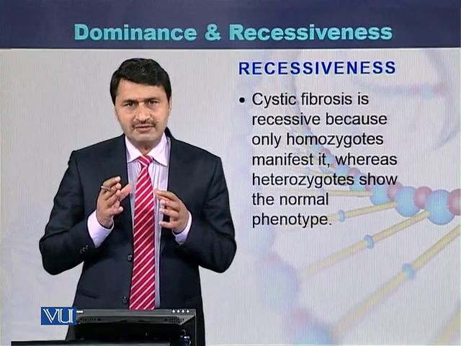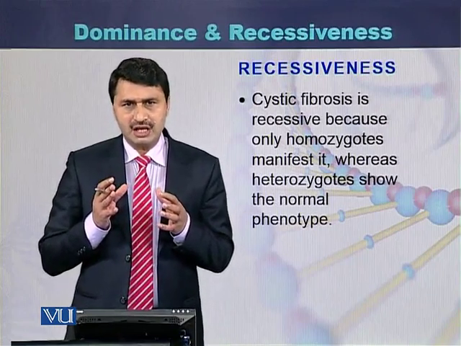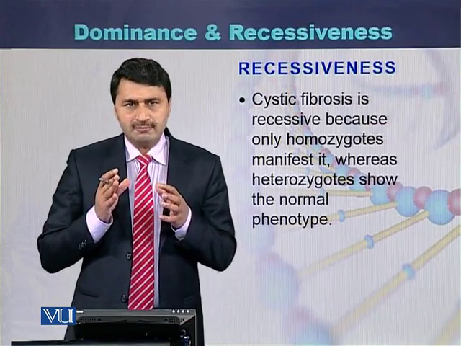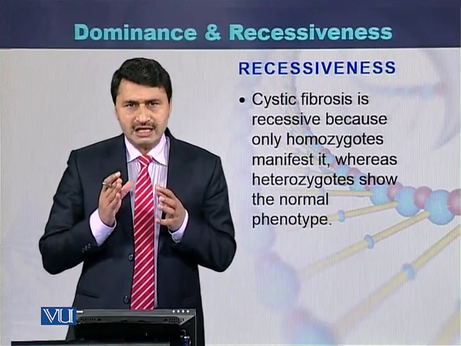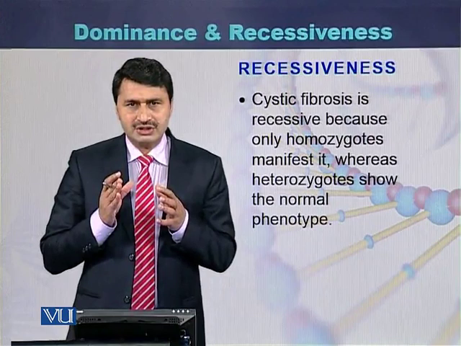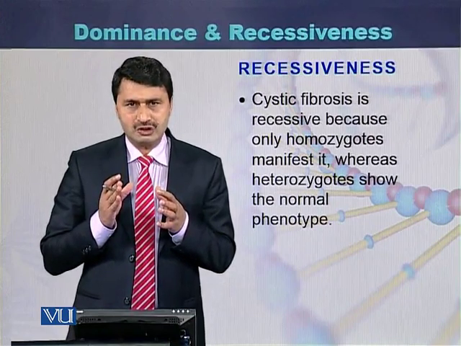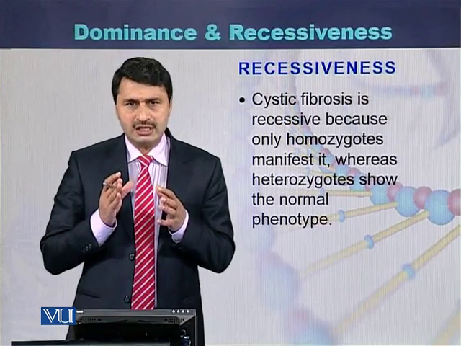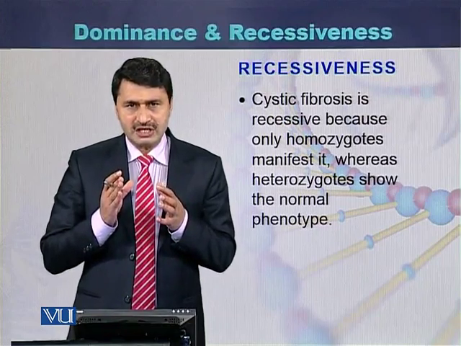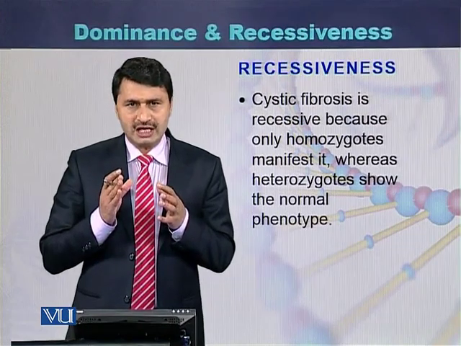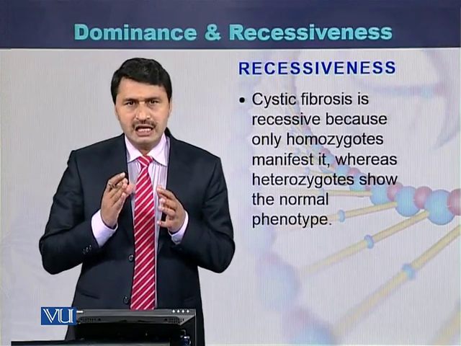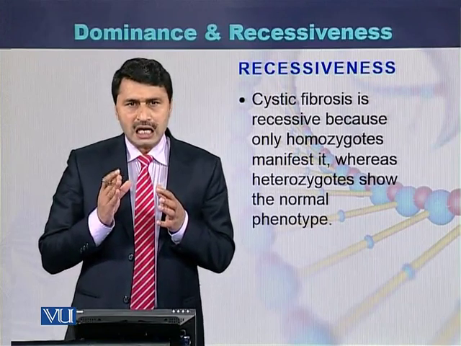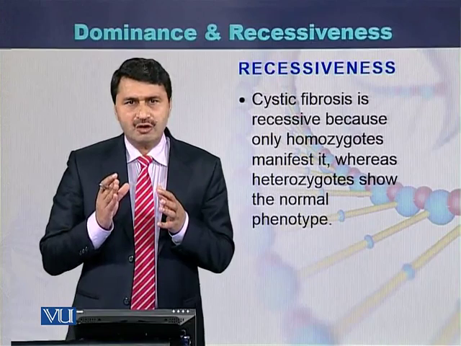So recessiveness is, if we take the example of cystic fibrosis, it appears when both alleles are mutated. So if there is homozygosity, if the alleles are homozygous, then cystic fibrosis would appear in the affected individuals. Recessiveness is actually when both alleles are affected and homozygous, then the disease would appear. And if the individuals are heterozygous, meaning they have one normal allele and one mutated allele, then the disease would not appear, although the individual would be the carrier of that disease.